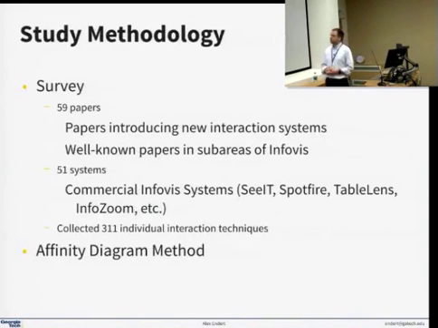Quick overview of how the paper worked. So they surveyed a bunch of InfoVis papers. They looked at the actual mechanism for user interaction. They also looked at commercial systems, right? The Tableaus, the TableLens, Spotfire, so on and so forth. And collected 311 individual interaction techniques, right? So what are the things, what are those handles, those knobs, those sliders, those buttons in these interfaces? Went through an affinity diagram method to try to group them and categorize them, and then presented these categories.